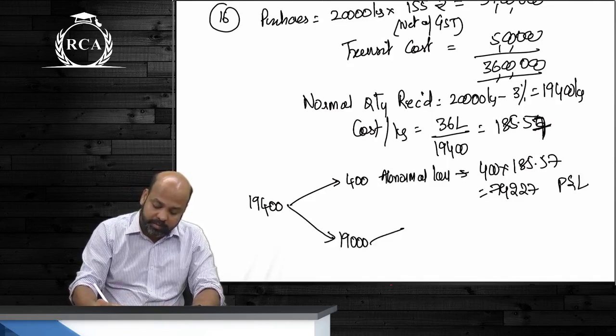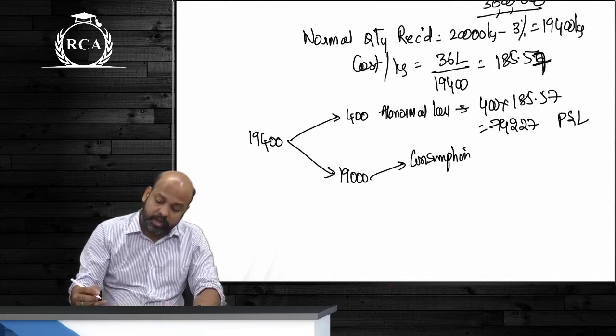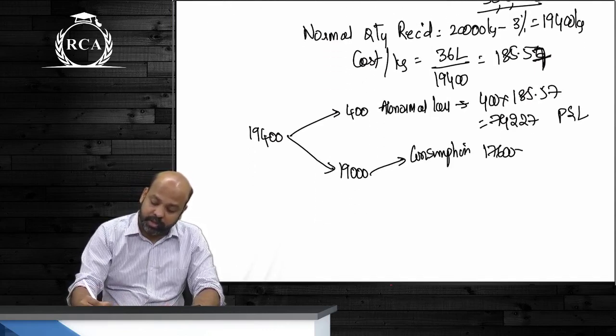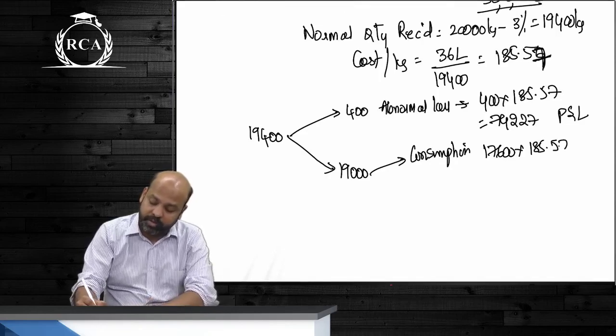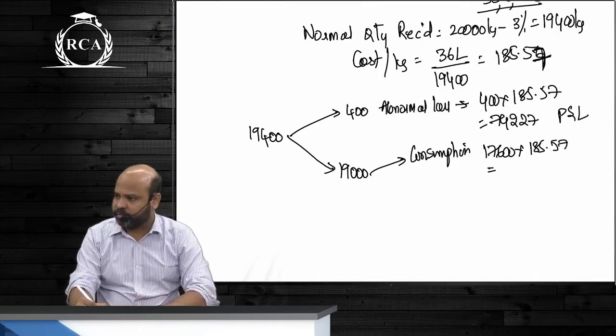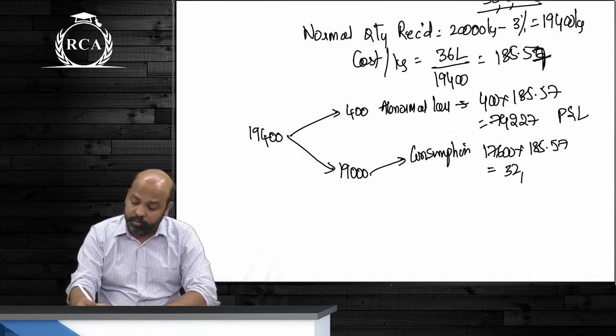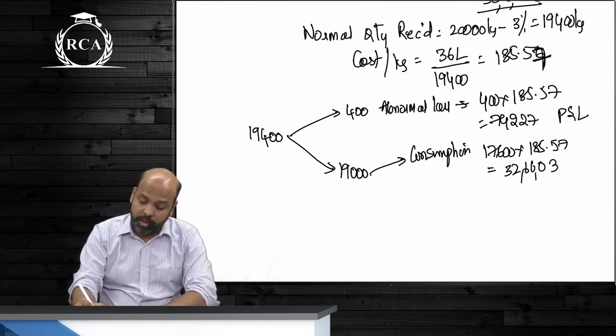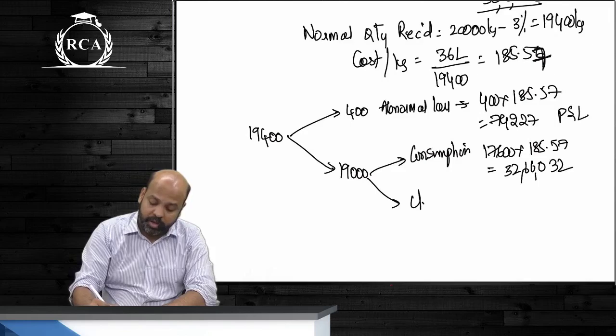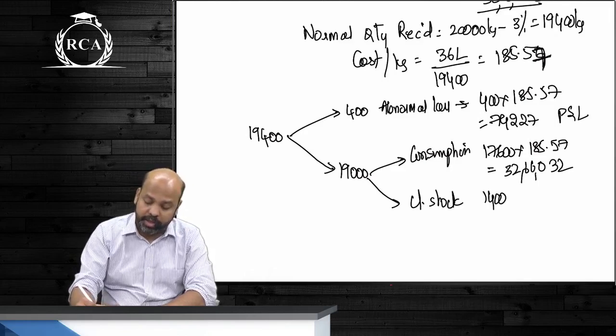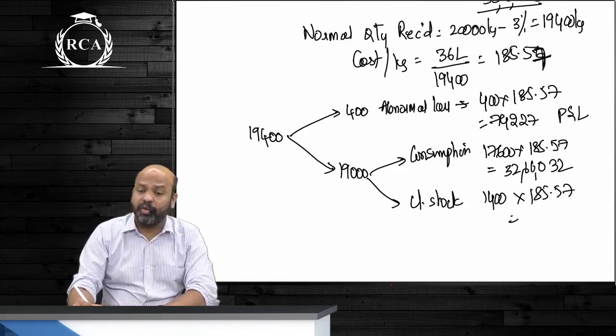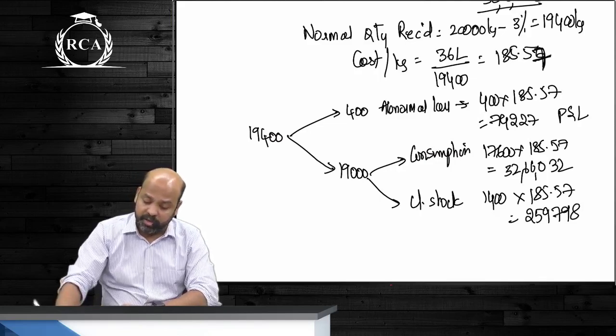19,000. इसमें से कंजम्पशन कितना हुआ है? कंजम्पशन is 17,600 into 185.57. बोले तो लिखता हूं 32. And then, beta, closing stock. If you have consumed 17,600, how much is on stock? 1,400 kgs into 185.57, 2,59,798.